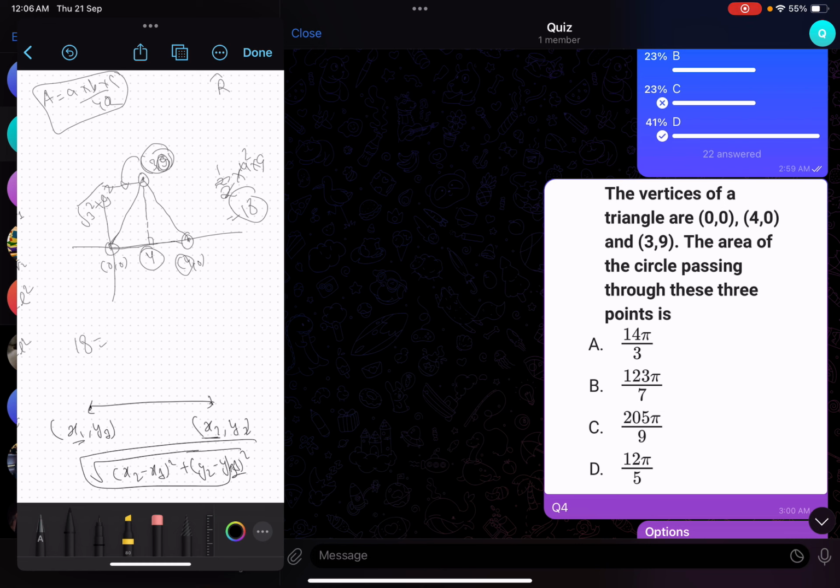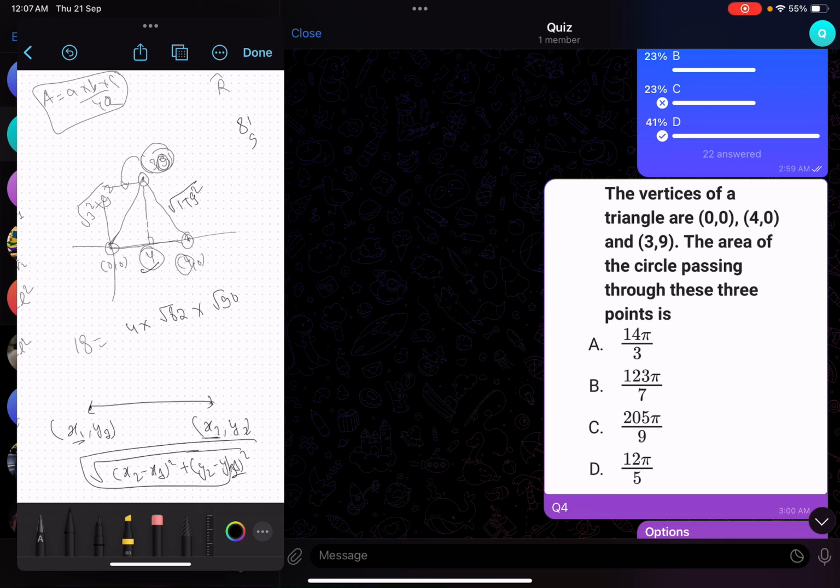Now we'll find the distance of this and of this as well. This will be how much? 4 minus 3 is 1, and 0 minus 9 is 9 squared. So just add them all. Area we got 18, we have already written. So the 3 sides will be: this will be 4, this will be 81 plus 1, root 82, and this will be 81 plus 9, root 90.